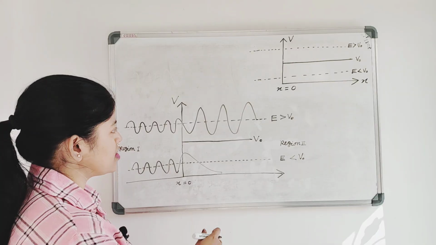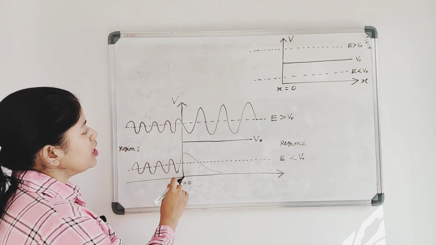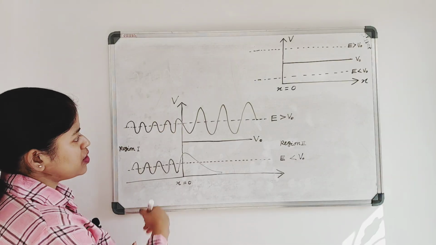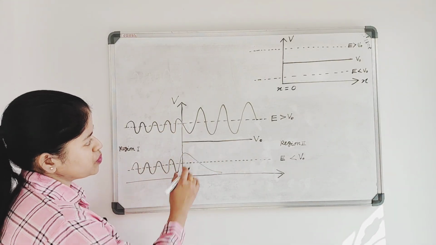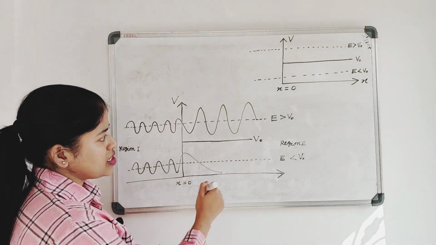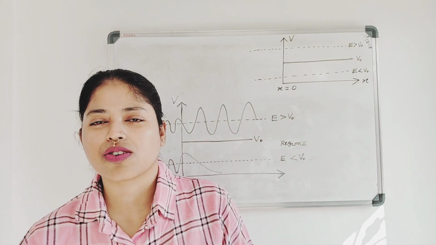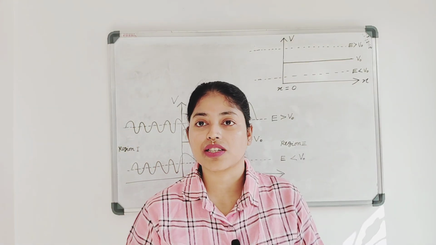Okay, so now we can see the behavior of probability in these two regions from this diagram, and the behavior of the wave function in regions 1 and 2 for E greater than V0 and E less than V0. So this was our discussion on step potential, and in our next class we're going to discuss the operators in quantum mechanics.